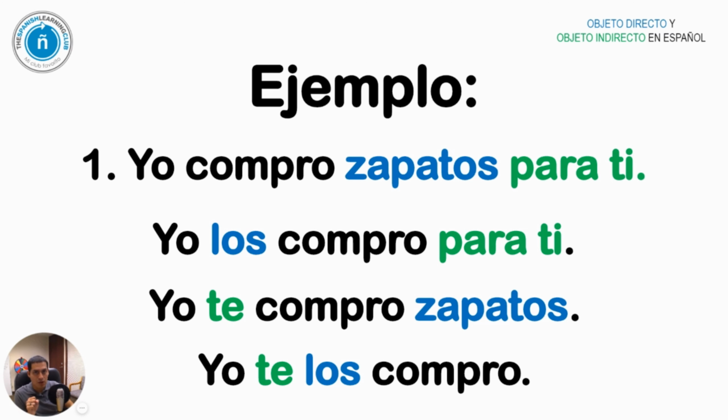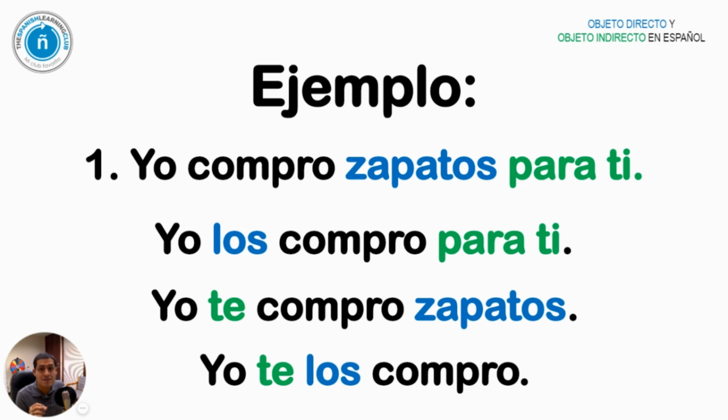Yo te los compro. The indirect object pronoun goes first and the direct object pronoun goes after. And this is a very common sentence in conversational Spanish because we are always trying to say the most we can with the least amount of words. Instead of saying yo compro zapatos para ti, we will prefer to say yo te los compro because it's shorter and the message is the same. Let's take a look at one more example here.